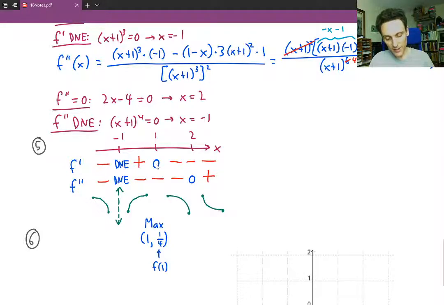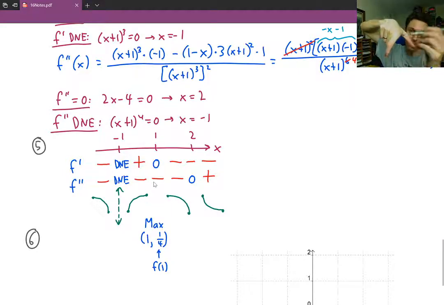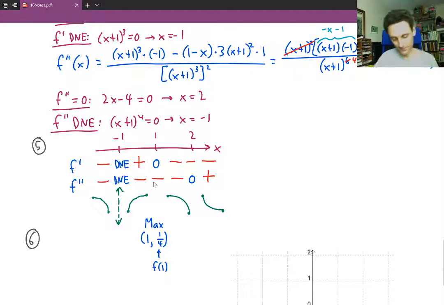X equals 1 is a place where f prime is equal to 0. And then if we plug x equals 1 into the second derivative, we get a negative value. Negative meaning concave down, like a frown. And there at the top of the frown is where your max is. So you can use the second derivative test looking at this column, or you can look at the row and think about the first derivative test. Mostly you'll be thinking about the first derivative test.